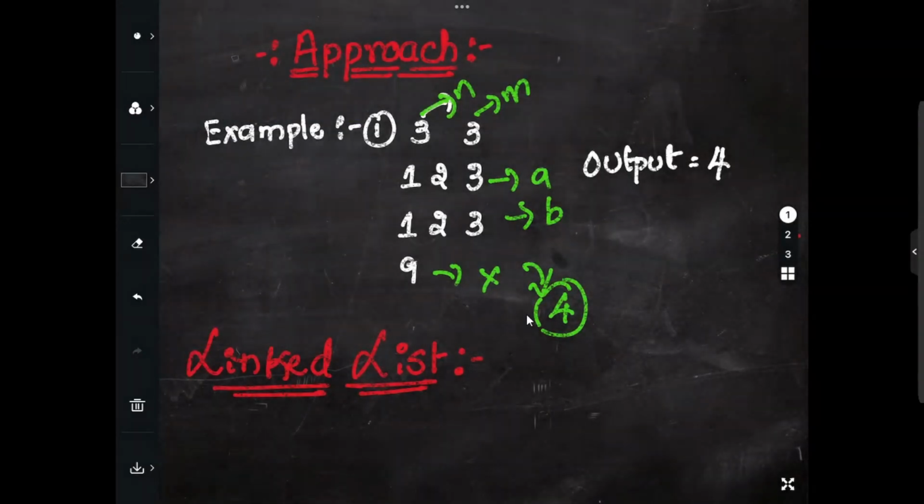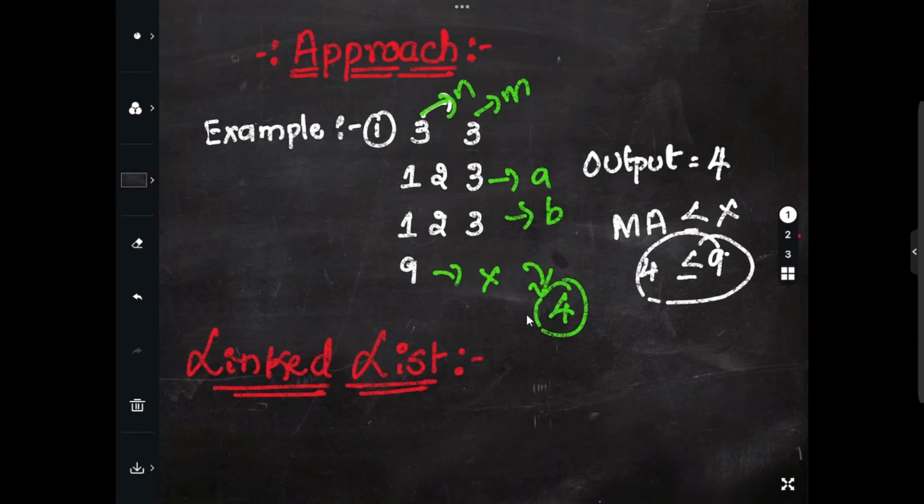The maximum area of such a subrectangle has to be less than or equal to x. We have been given x is 9, and the maximum area is 4, which is less than or equal to 9. So let's see the step by step approach.